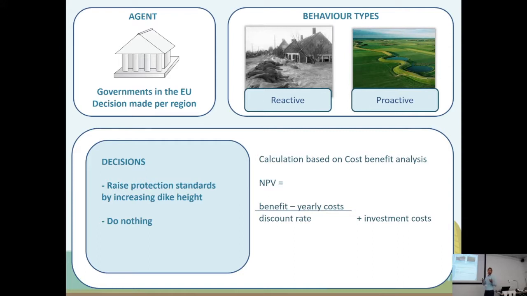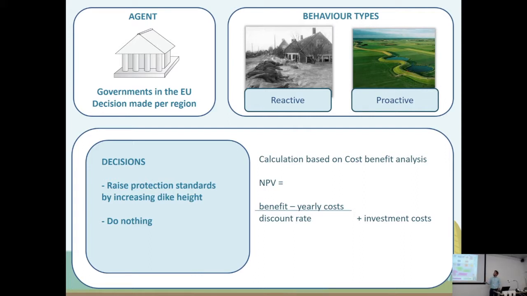Then we have the governments in the EU. They make decisions per region. We chose a NUTS-3 region, which is like a municipality level or a little bit bigger. And different behavior types, again, stylized of the real world. We have a proactive scenario, where governments make decisions based on what we do in the Netherlands. In six-year cycles, we check, okay, is this still the optimal choice or do we need to improve? Or reactive, and they only act after a flood.